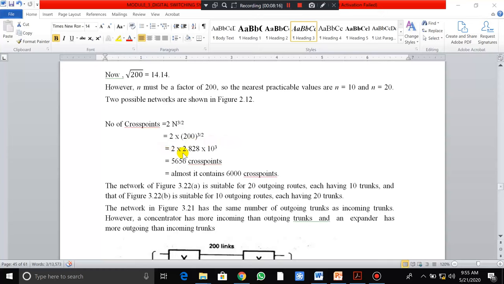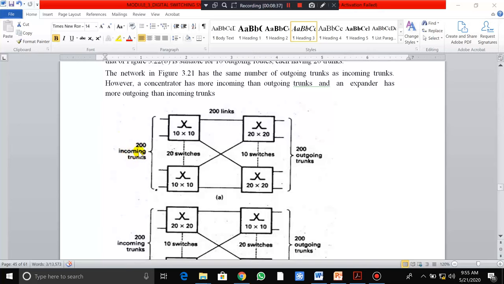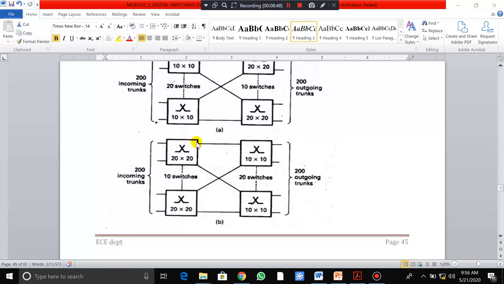To simplify this, you can take approximately 6000 cross points. In the diagram below, it is suitable for 20 outgoing routes, each having 10 trunks. The network has the same number of outgoing trunks as incoming trunks. So this is 200 incoming trunks, 200 outgoing trunks, 200 links, 10 into 10, it is 20 switches. This is diagram number B.